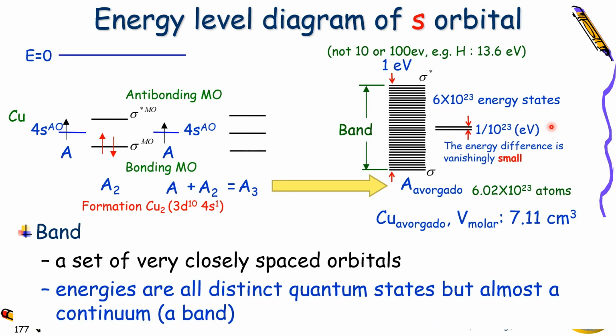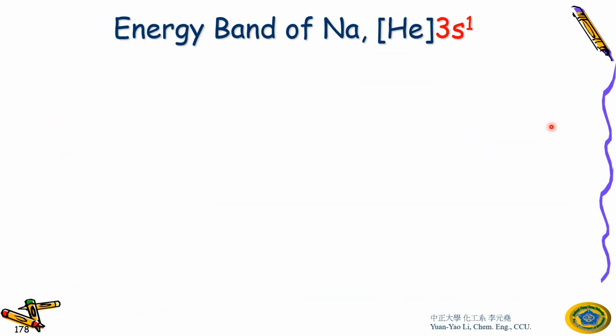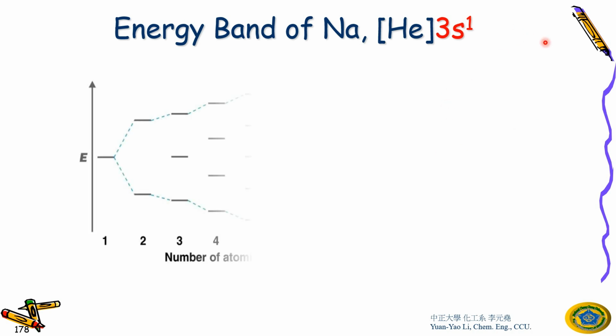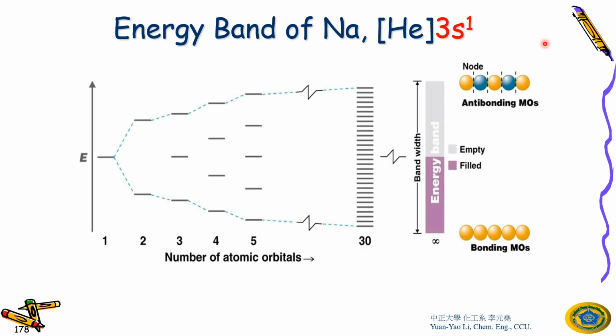Right, so when we talk about copper, let's think of sodium. Sodium has 3s1, right? So if you write down something like this, you have 1 sodium atom, 2 sodium atoms become a sodium molecule, and then 3, 4, 5, the energy levels. If you go up to 30, that will be like this. But if you go to 1 more, that means 10 to the 23 atoms. Okay? So you have 3s1, so you start to fill electrons in this energy level. So sodium 1, you have 1 electron, right?